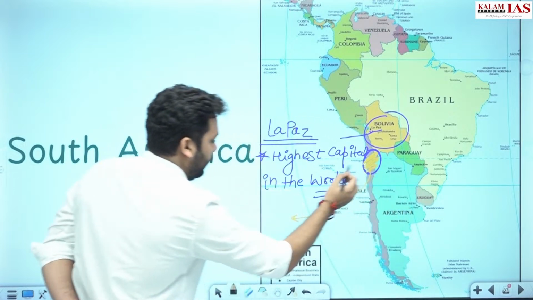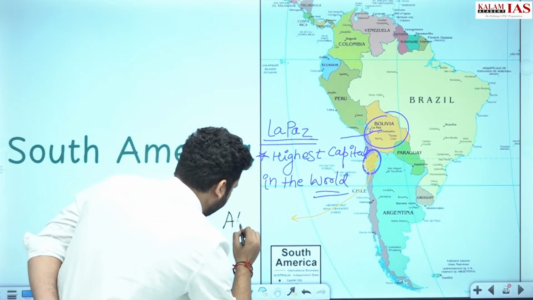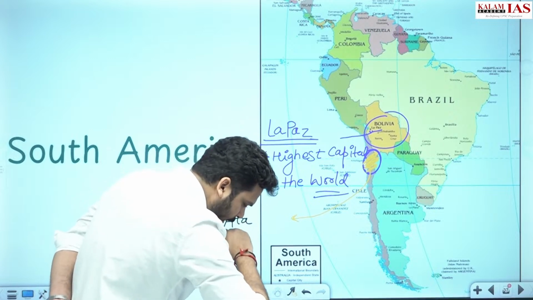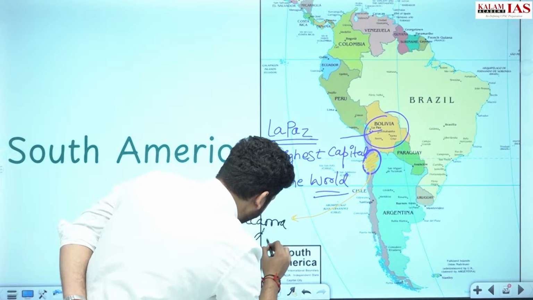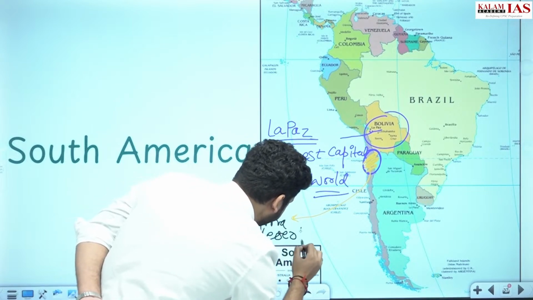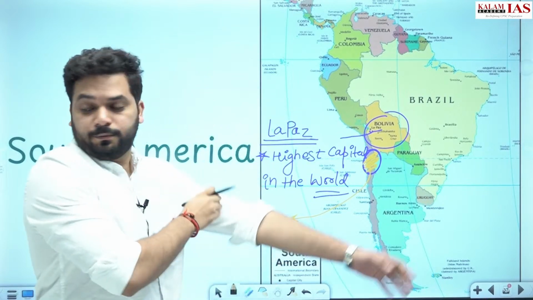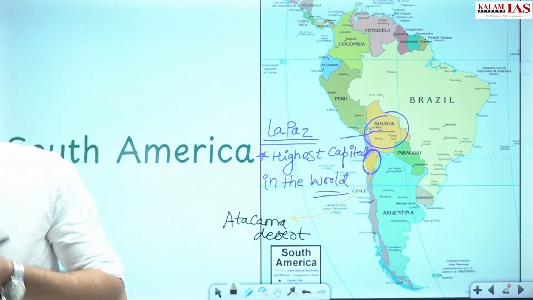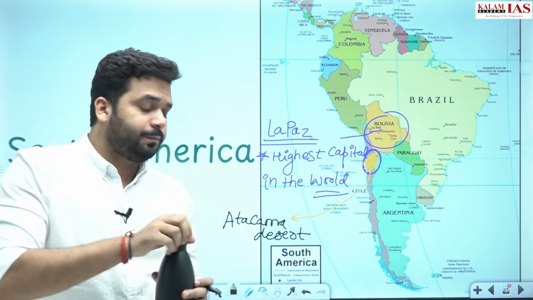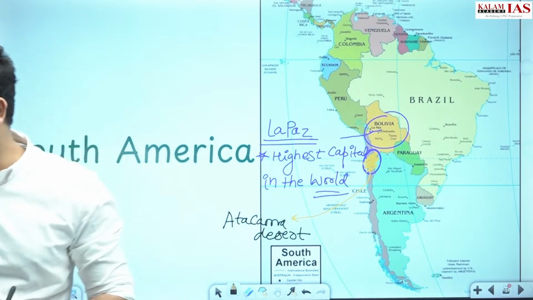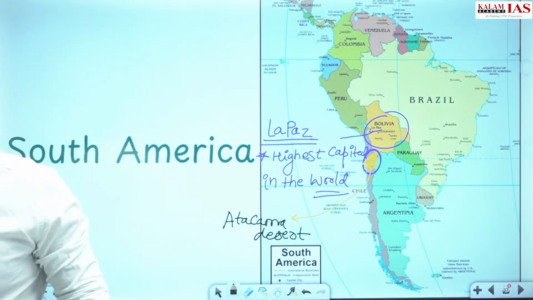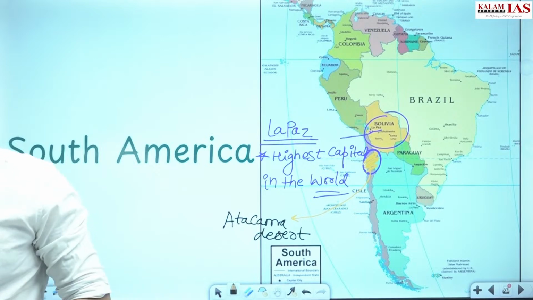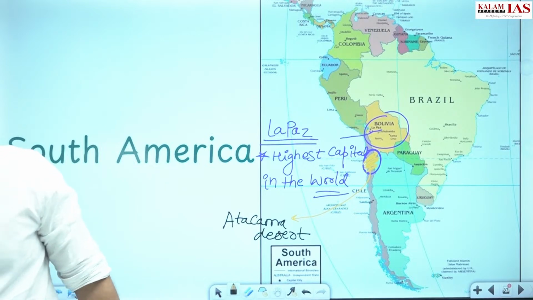The Atacama Desert in Chile is the driest place in this world, the driest desert in this world.